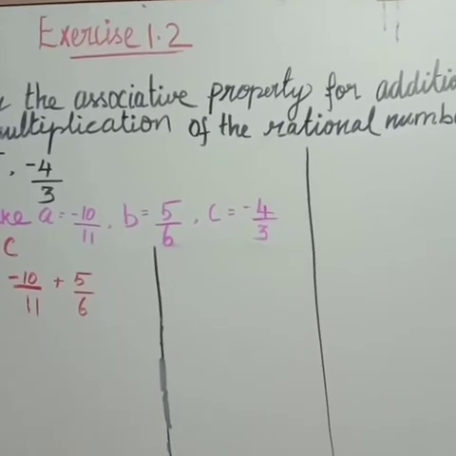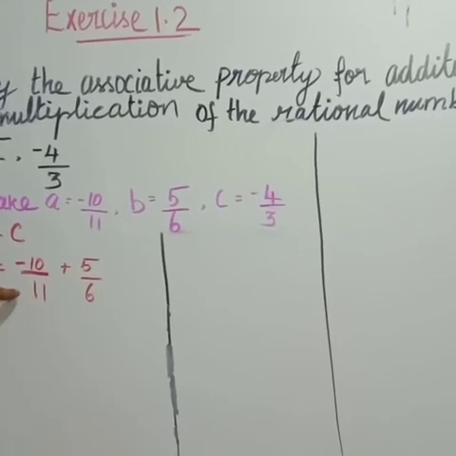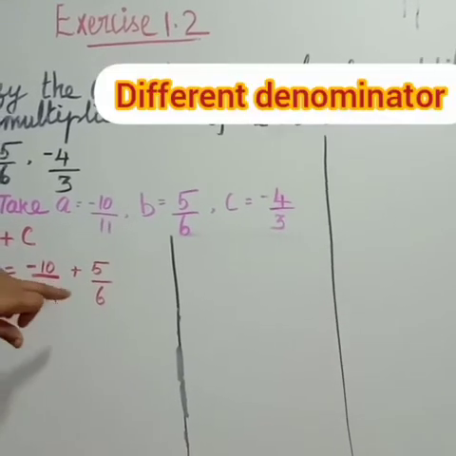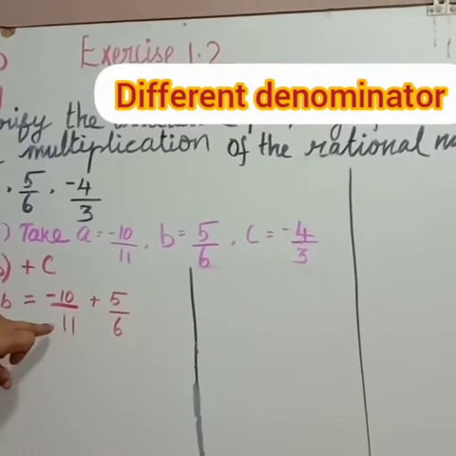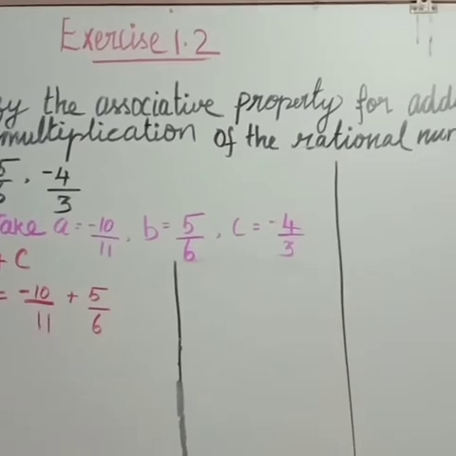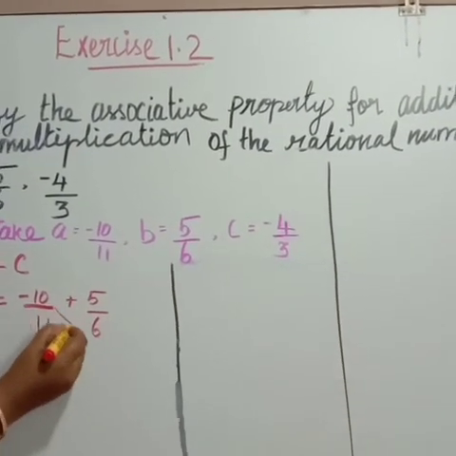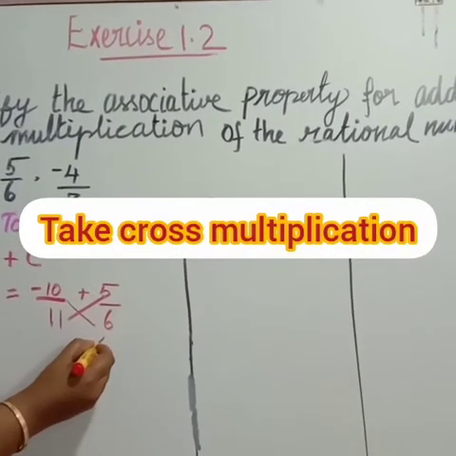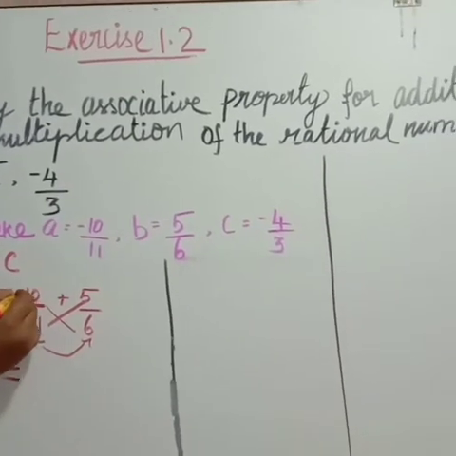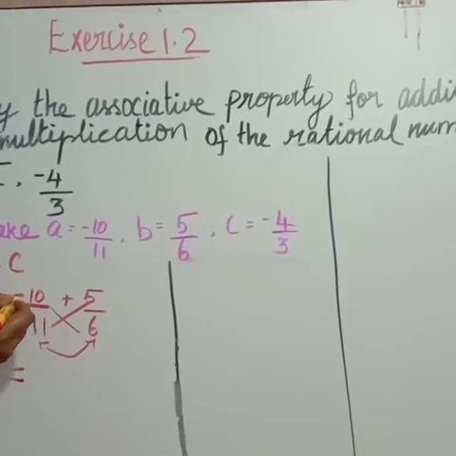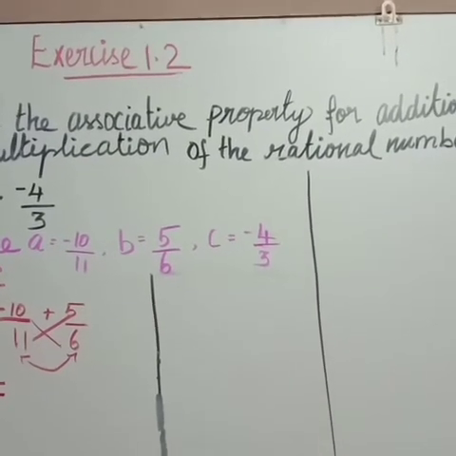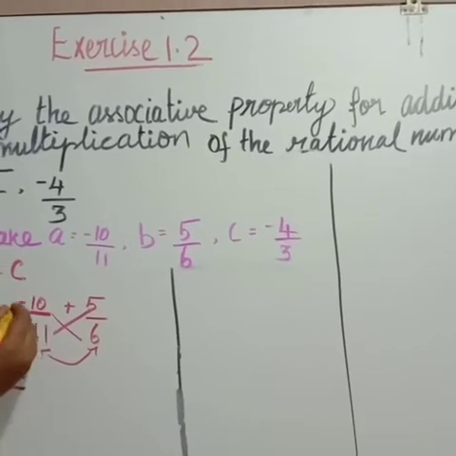So listen, two rational numbers. Before we add the two rational numbers, see the denominator. Here the denominators are different. 11 is not a multiple of 6 and 6 is not a multiple of 11. So here we are going to take the cross multiplication. 10 into 6, here minus. 10 sixes are how much? 10 sixes are 60. So minus is there.